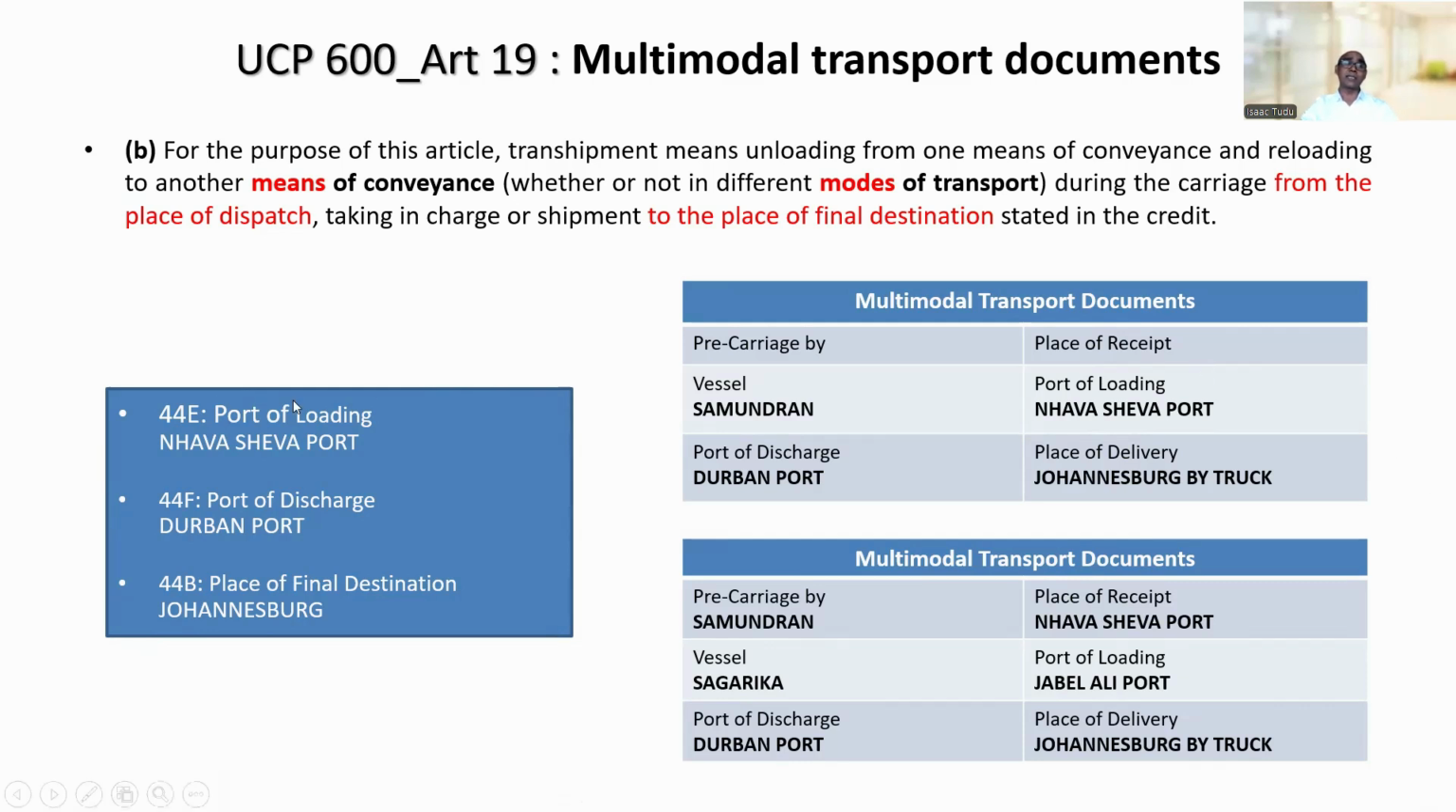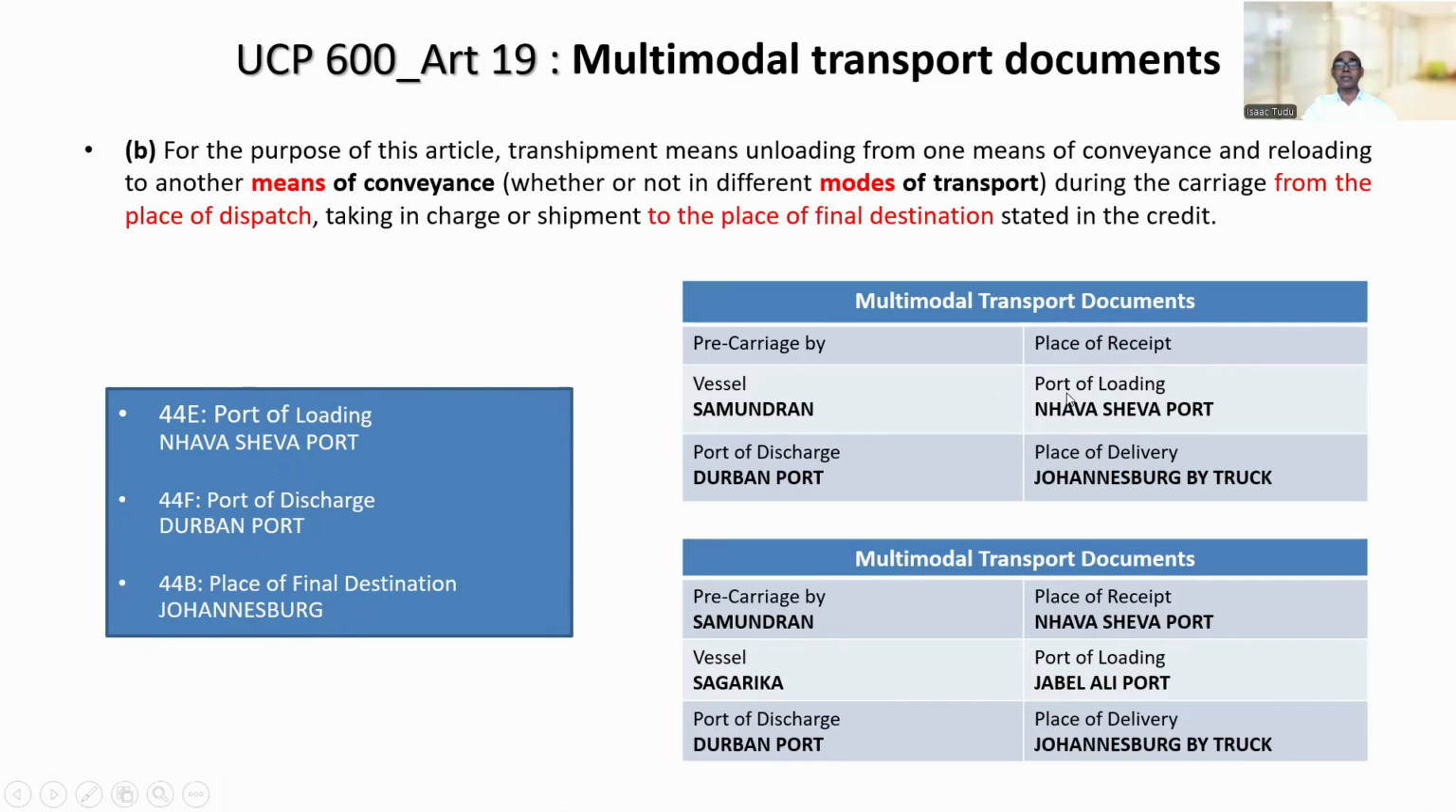Understand the concept. Let us see what the LC requirement is: port of loading, Port Nhava Sheva, port of discharge, Durban port, going to place of final destination, Johannesburg, right? So this is the multimodal transport document we have received. You can see that it very much complies with the LC requirement: port of loading, port of discharge, and place of delivery. So understand the transaction.